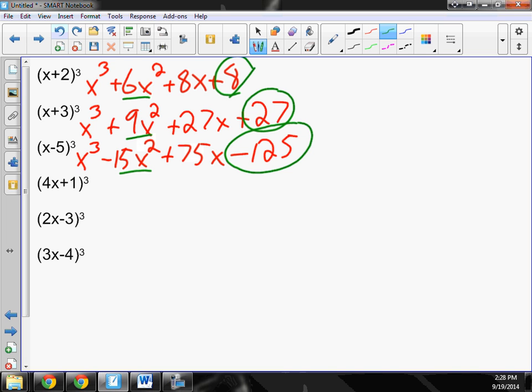I'm going to pull out my cheat sheet because I don't have these memorized. Thirds. No, this number is not right. That should be 12. That's the problem.